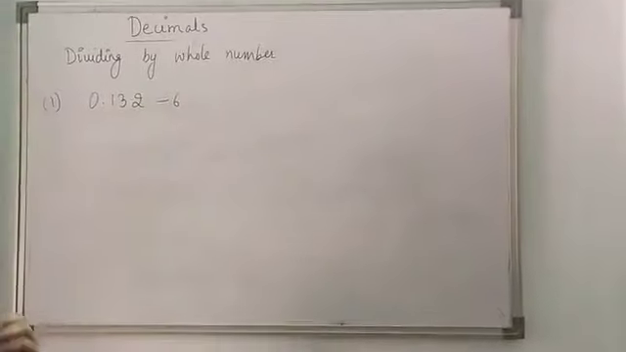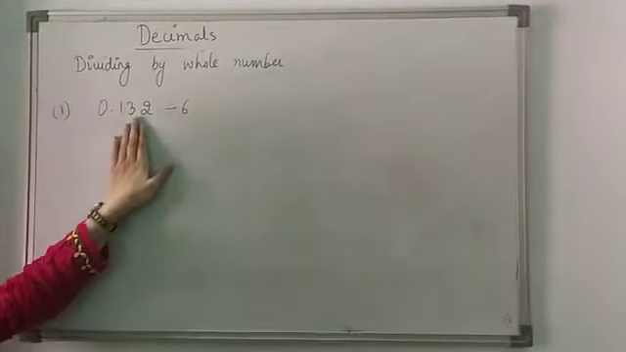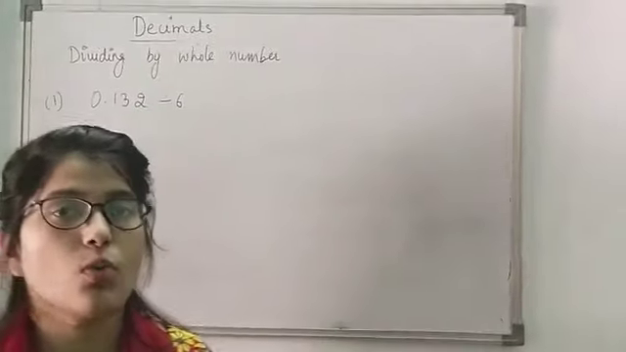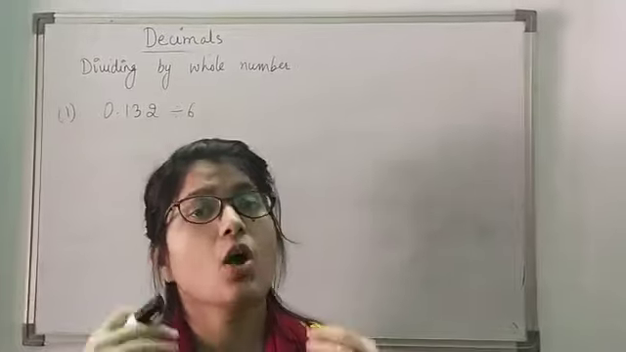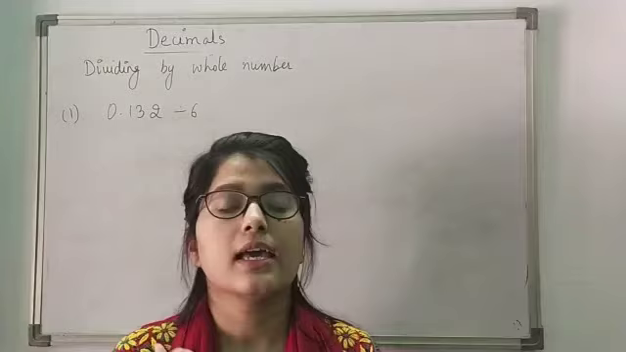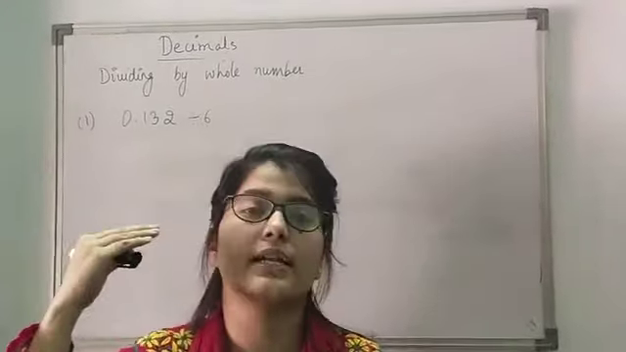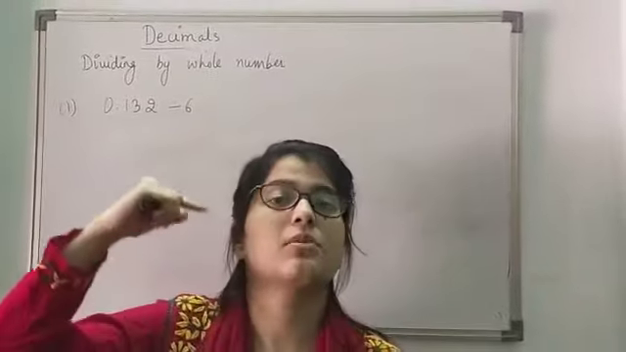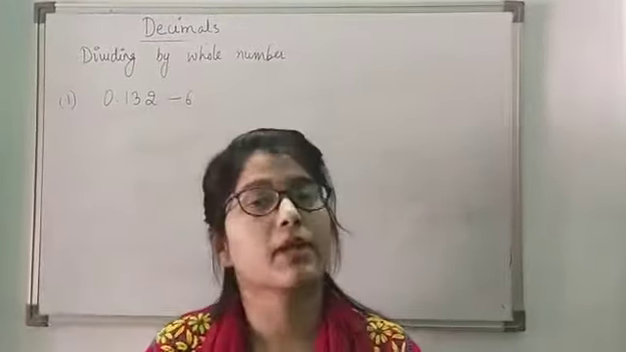Now let's see how we can divide a decimal by a whole number. Here 0.132 is there and you have to divide it by 6. In division, you all know the way you used to divide. In the same manner you have to divide. Only one thing you have to take care of while dividing a decimal is that in the quotient, you put the decimal just above your decimal point. So now let's see this question and I will explain to you.